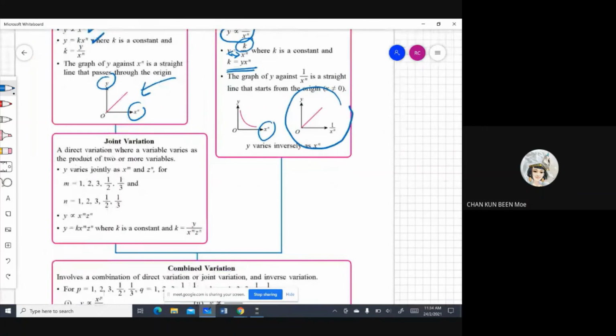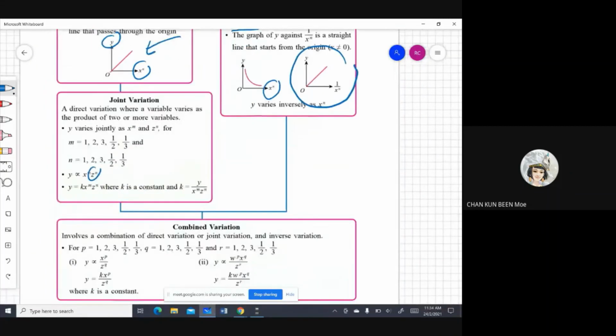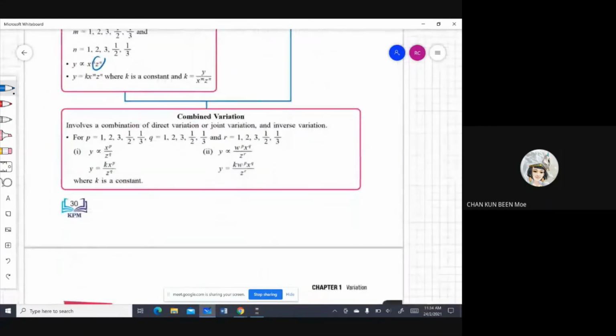And for joint variation, you know already, just add on another variable at the back, so I'm not going to talk about this. We look at combined variation that we learned just now. It's a combination of a direct variation and an inverse variation. You just add on the constant in front of the numerator, and it can involve a lot of variables. But the maximum power of all the variables is 3 and 1 over 3 only. So that's all for this chapter.